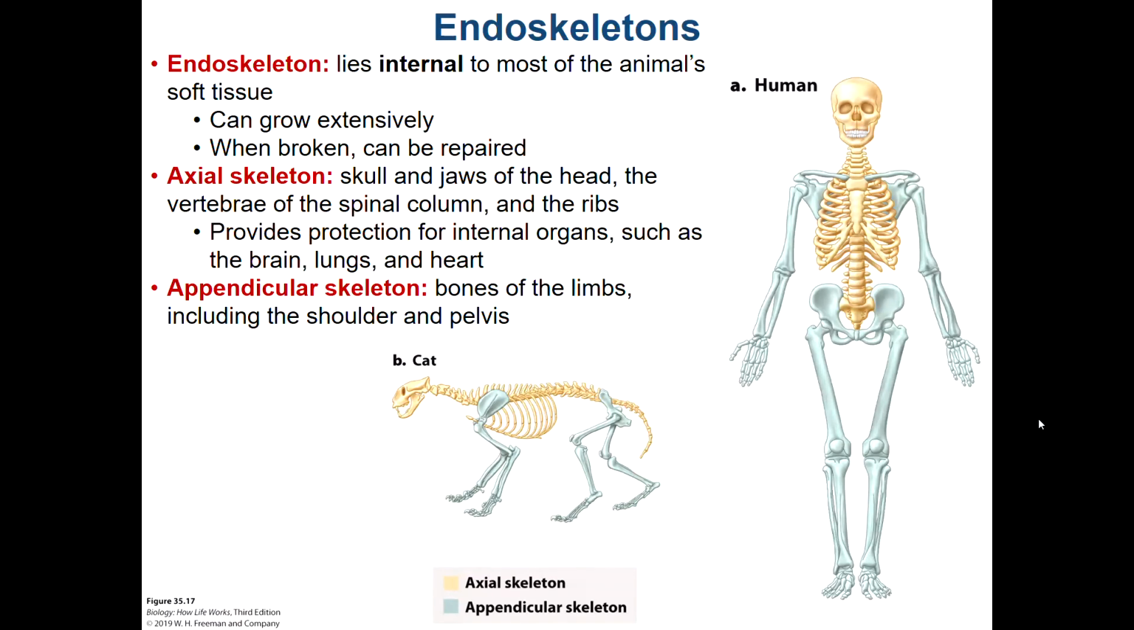There are two parts to endoskeletons. The first is the axial skeleton, which is in that yellowish color for both the human and the cat. The axial skeleton is the skull and the jaws of the head, the vertebrae of the spinal column, and the ribs. The axial skeleton provides protection for internal organs such as the brain, lungs, and heart. The appendicular skeleton is in blue on the human and the cat, and these are the bones of the limbs, which include the shoulder and the pelvis. And the appendicular skeleton provides increased ability for movement.